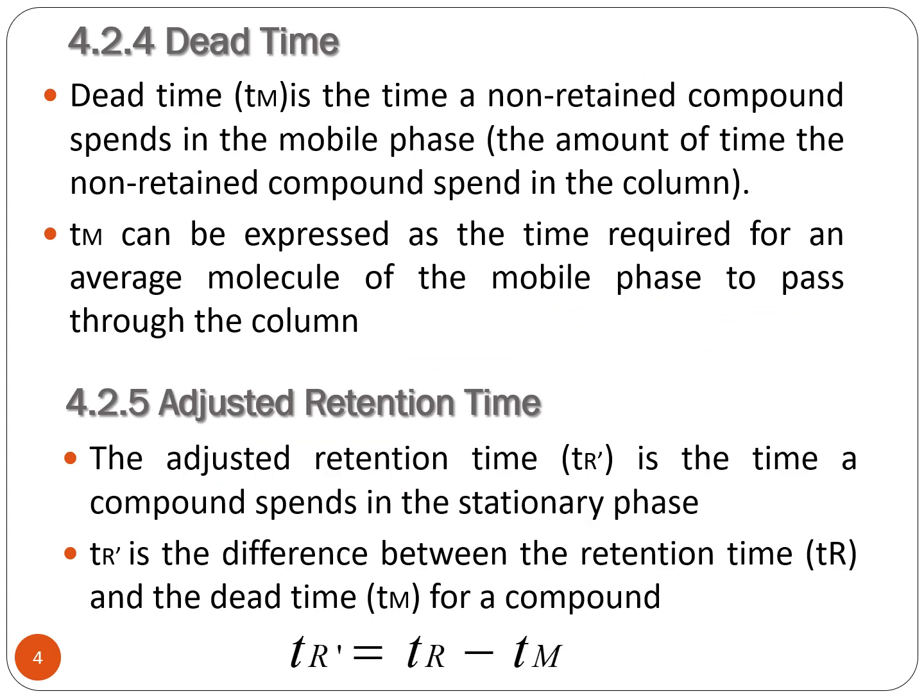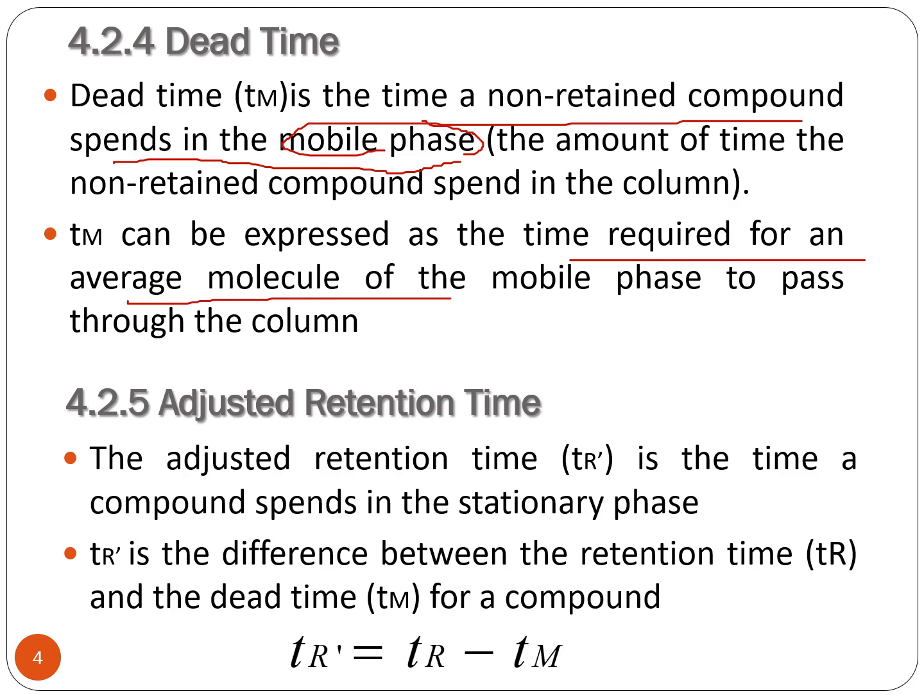Okay, the dead time is the time a non-retained compound spends in the mobile phase. The non-retained compound is our mobile phase, not our analyte. It is the time required for an average molecule of the mobile phase to pass through the column. That is why the dead time is at the very beginning of your plot. Okay, so adjusted retention time, or tR prime: you get this value by subtracting the dead time from the retention time.